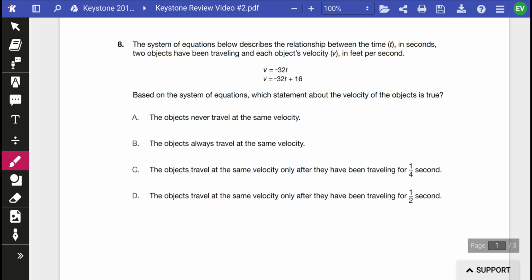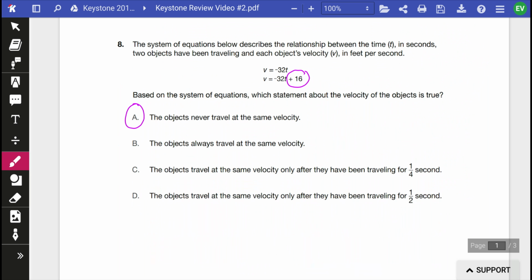If we look at both equations, the only thing that's different is the plus 16 in the second equation. So because there's a plus 16 in the second equation, that tells me that the velocity of the objects will never ever be the same, because whatever the first object is traveling at, you're going to add 16 to it to get the velocity of the second one. So that tells me that A has to be the right answer.